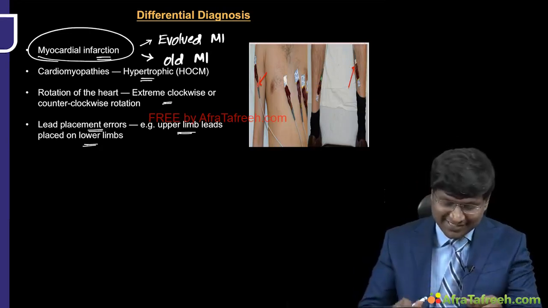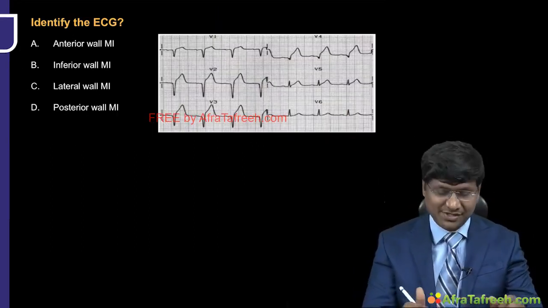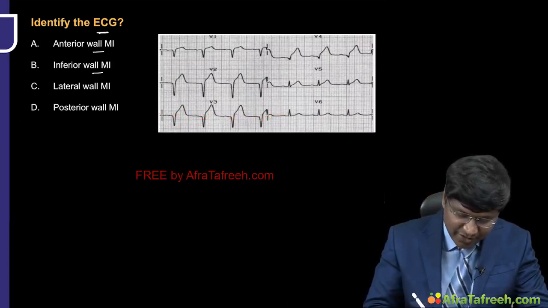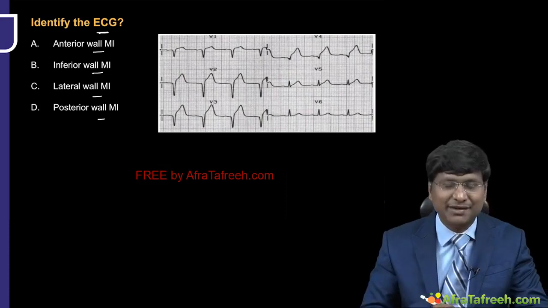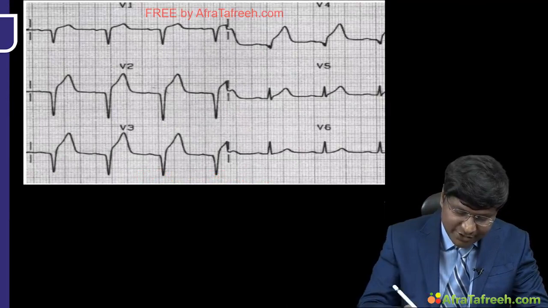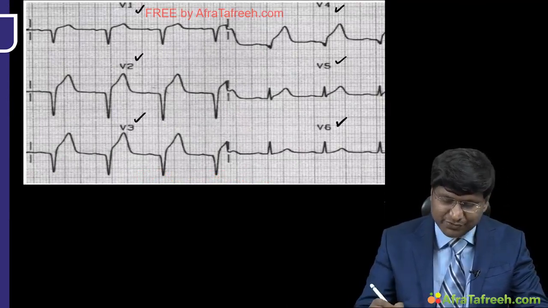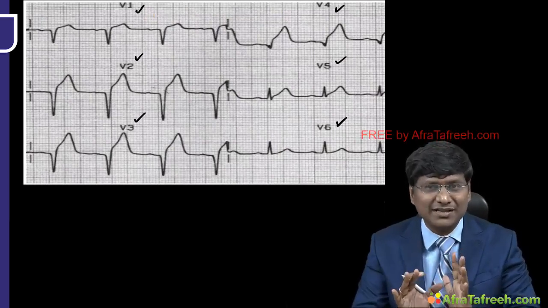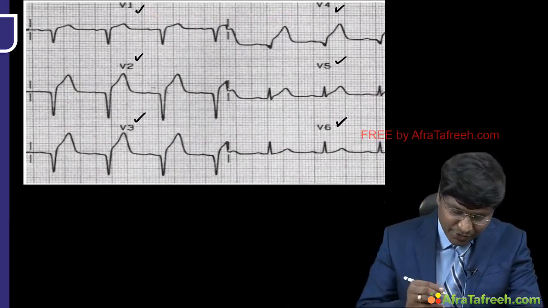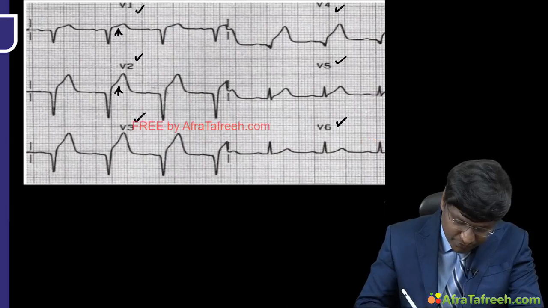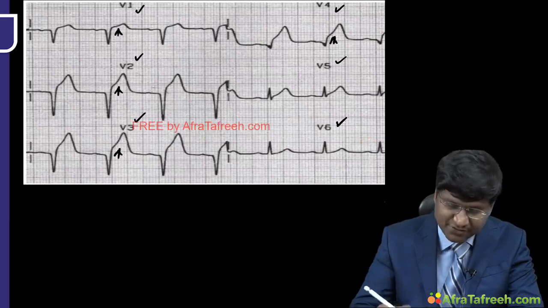Now, you see this ECG and identify the diagnosis. Is it anterior wall MI, inferior wall MI, lateral wall MI or posterior wall MI? The leads mentioned here are V1, V2, V3, V4, V5 and V6. These are the ventricular leads or precordial leads. So in this, what abnormalities are you observing? You are observing that there is ST segment elevation in V1, V2, V3 and V4.